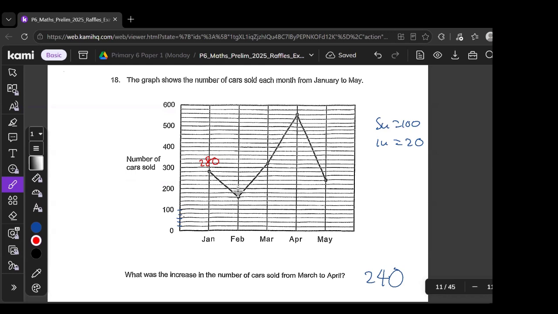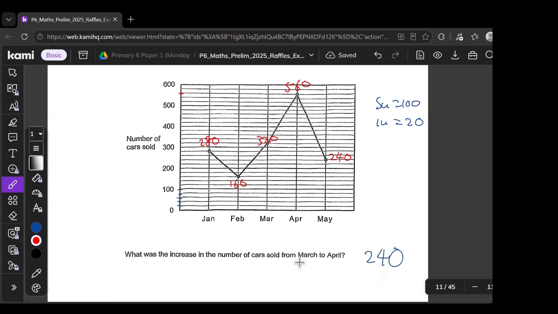Then you do 200 minus 20, minus 20, 160. And this is 320. Okay, help me to double check. And if there are many lines, what do you do? Use a ruler. If you find it confusing, take a ruler and look for the number. And this is how many? 560. This is 240.